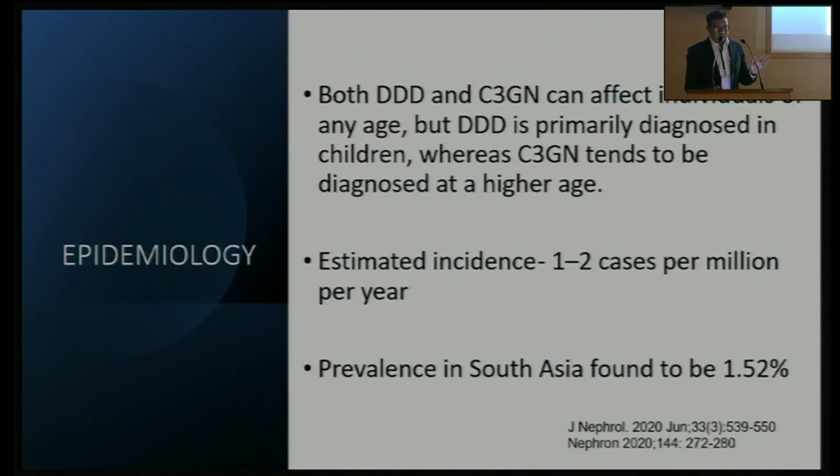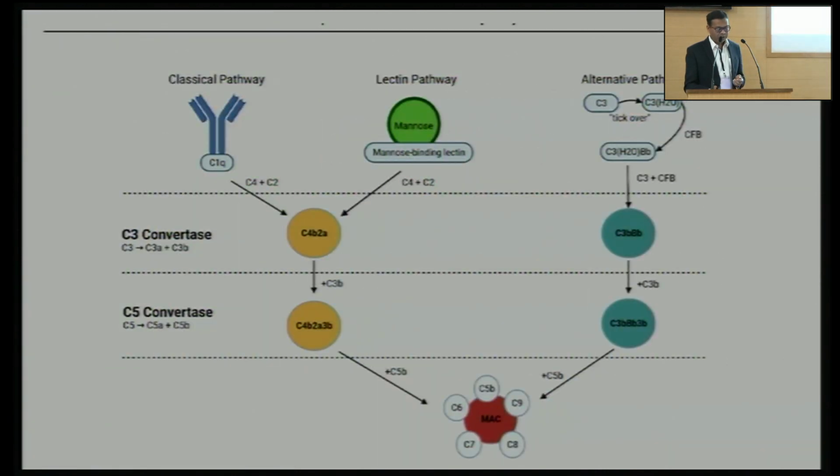Mainly DDD is seen in younger individuals and C3GN in older ones, but anything can be seen at any age, with a predominant age difference. As I said, it's a rare disease with a prevalence of 1 to 2 per million population. This is in the US and Europe; they say it is even less, and in South Asia one study found it in 1.52% of all diseases.